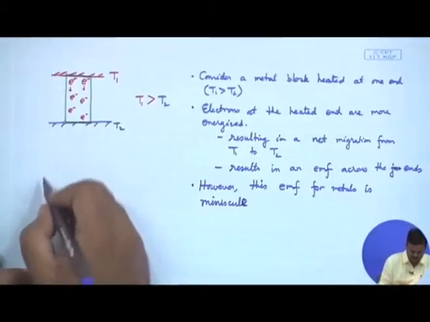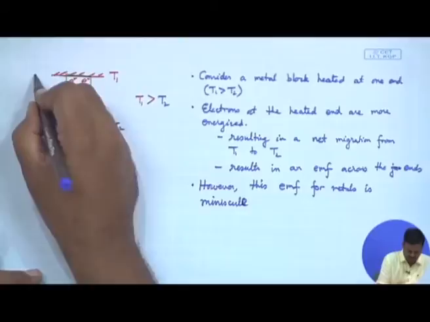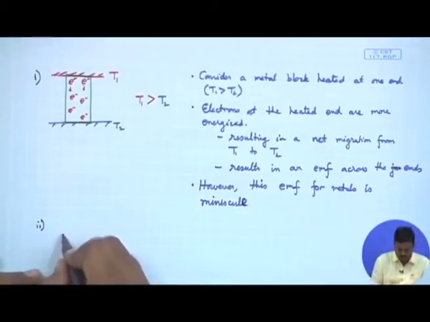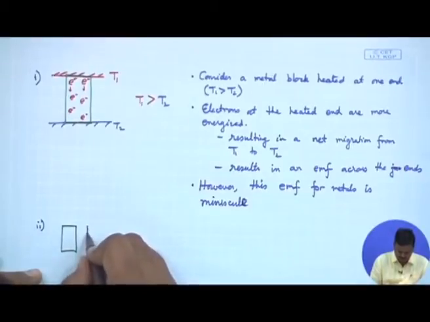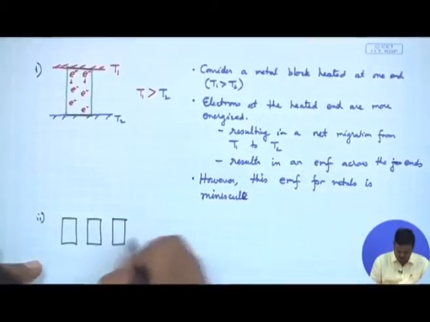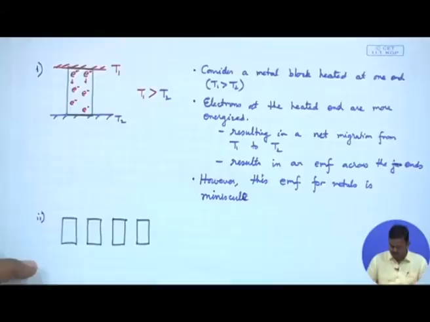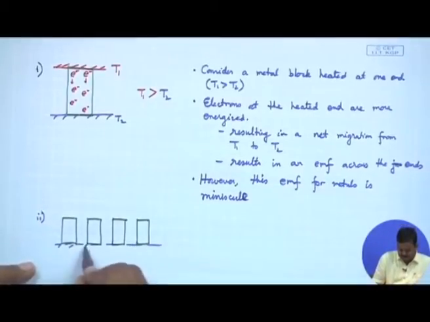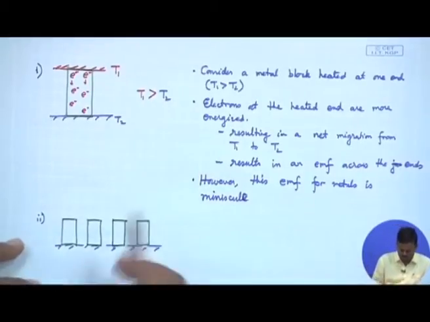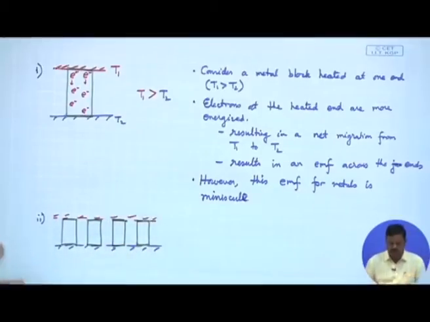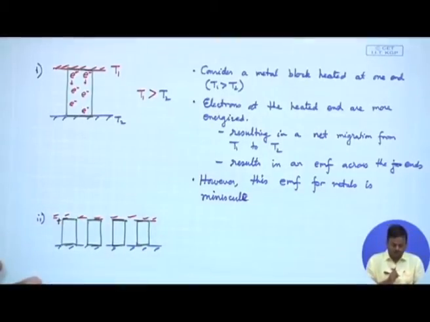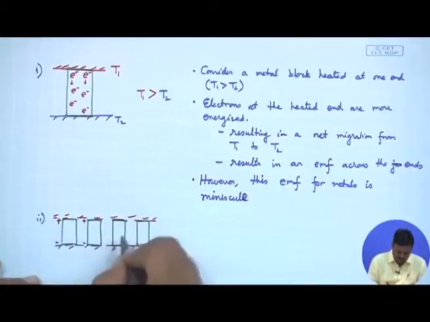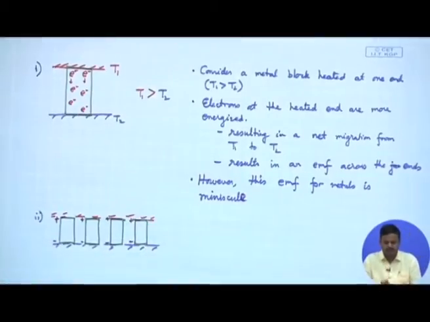So, I will take a bunch of these materials. This is scenario 1. Scenario 2, what is scenario 2? I will have a bunch of these metal blocks, let us say 1, 2, 3, 4, let us say 4 for now, and I will maintain this end of all of them at a lower temperature and this end of all of them at a higher temperature. Clear? Okay, fair enough. Definitely what I will get is a positive voltage here and a negative voltage here, positive, negative, positive, negative, positive, negative. No questions about that, absolutely fine.